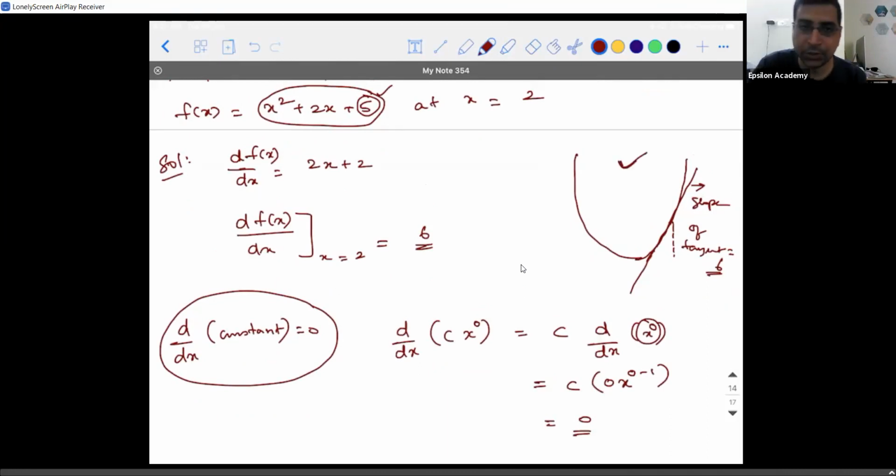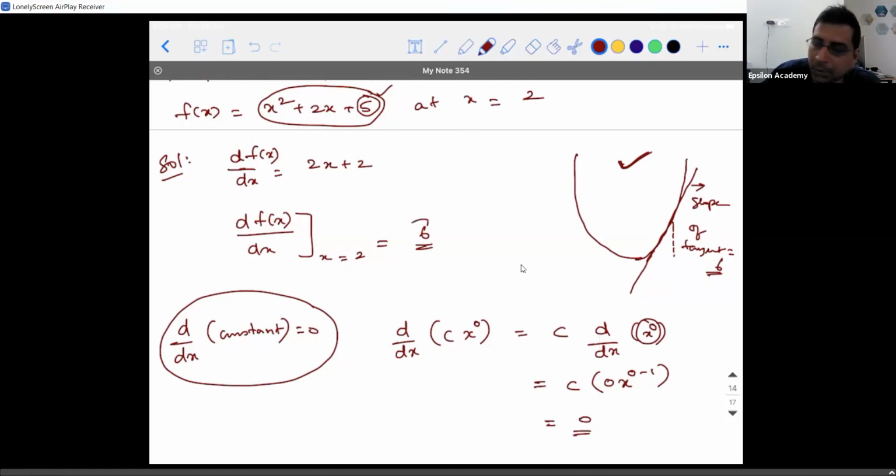I hope this point is clear, right? You're able to visualize it. So x square plus 2x plus 5 represents an upward parabola because the coefficient of x square is positive. And if you draw a tangent to this particular curve, then the slope of the tangent is going to be 6. That is the meaning of dy by dx at x is equal to 2. Right? To some extent, I hope you're able to visualize it, right? So this is all about differentiation.